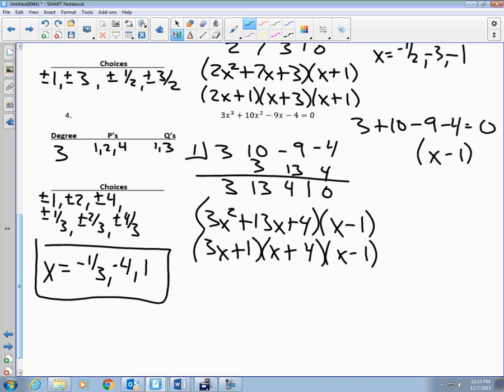What if it didn't factor? Quadratic formula, right? Remember, it says if there are rational roots. So we could have come up with, say, this.